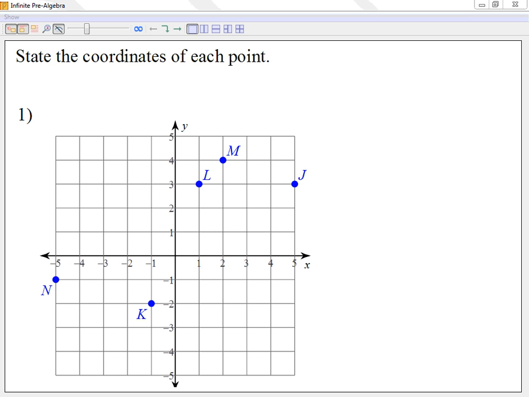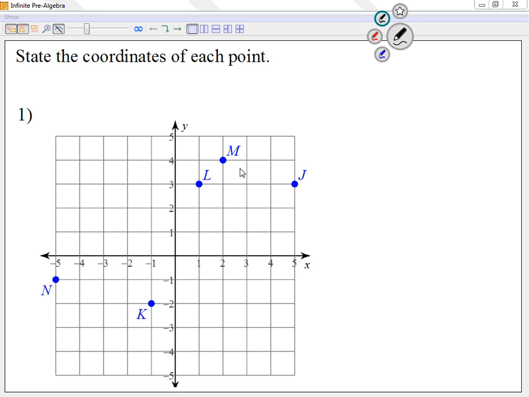Alright guys, so today's work is very similar to yesterday's work. Yesterday I gave you the coordinates, remember two numbers in parentheses, and you had to plot the points. Now I'm doing it backwards. I give you the points, you give me the coordinates.